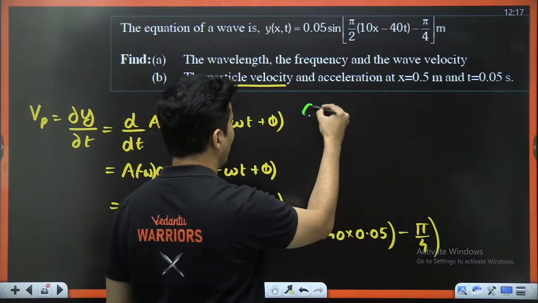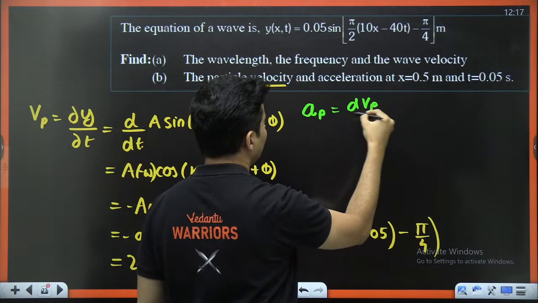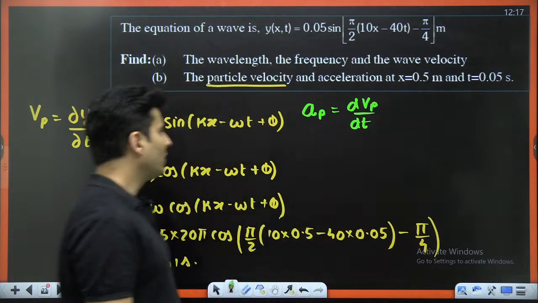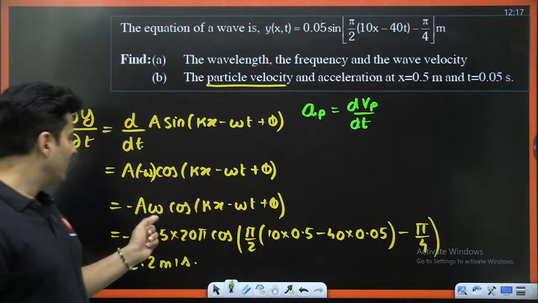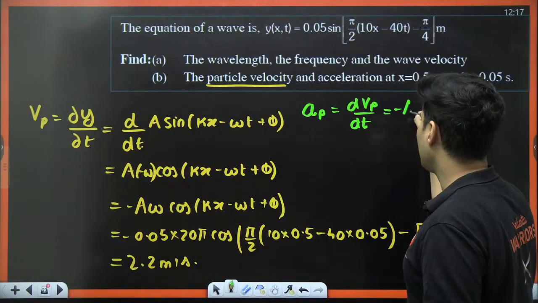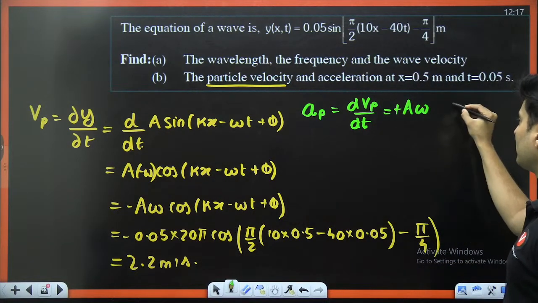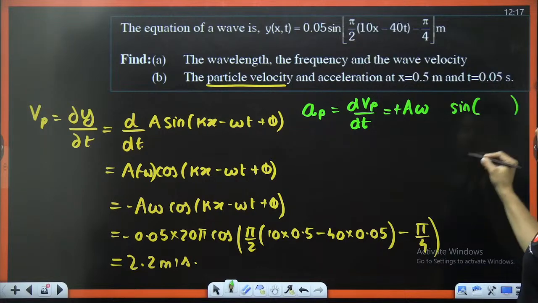Same thing you can also do for acceleration. Acceleration of the particle will be derivative of the velocity with respect to time. So when you differentiate velocity with respect to time, you are differentiating this term. So it will be minus a omega. Cos derivative is minus. So again it will become plus sine of this entire thing.